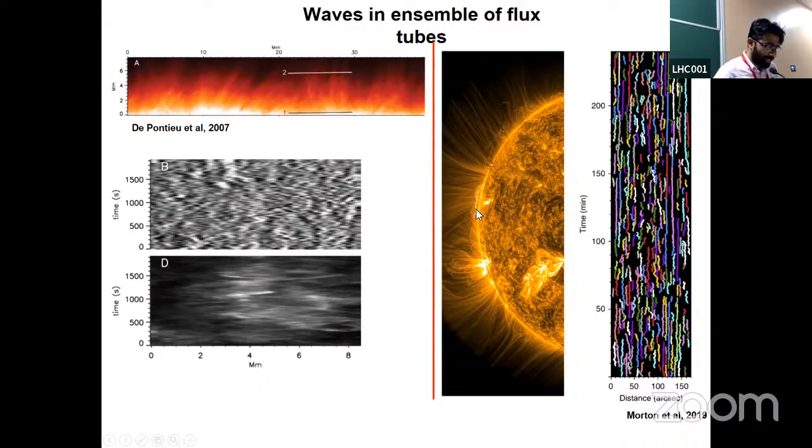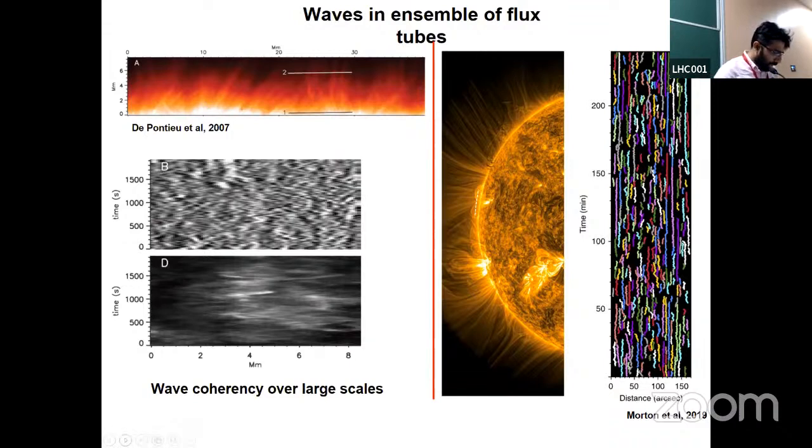Similarly, this is the case here. If you look into the corona, this is the chromospheric image, and this is the coronal image, and here also you can see that the waves are coherent over large length scales. So what it suggests is that even though the wave is moving in an inhomogeneous medium, it is still coherent. Okay, so this established the wave coherency over large scales.